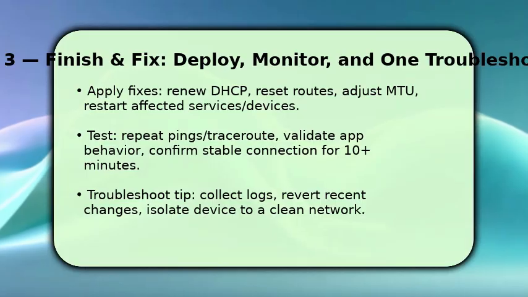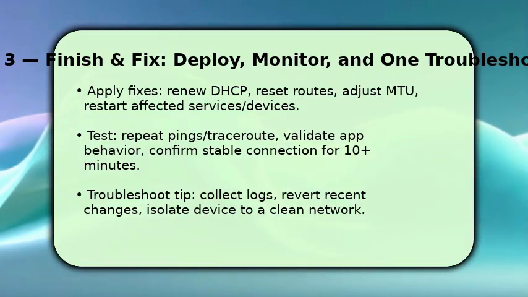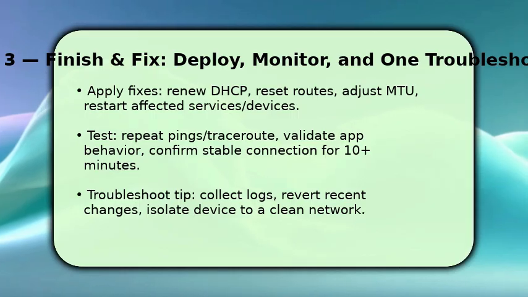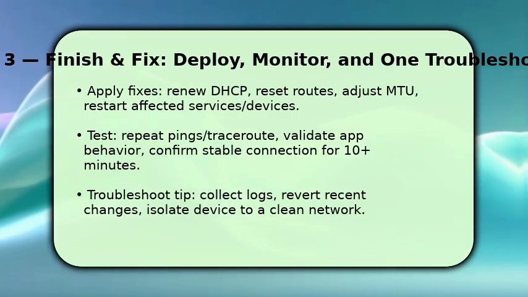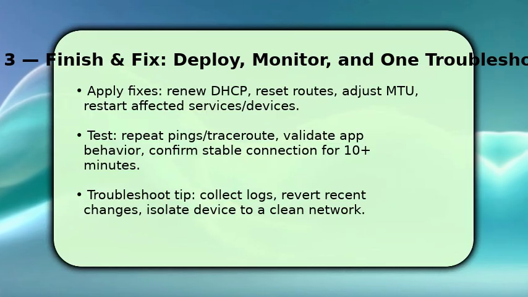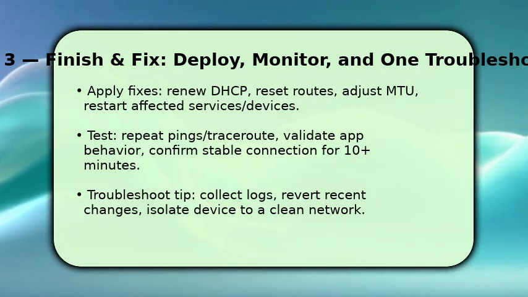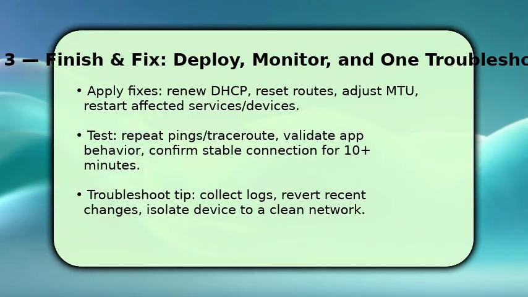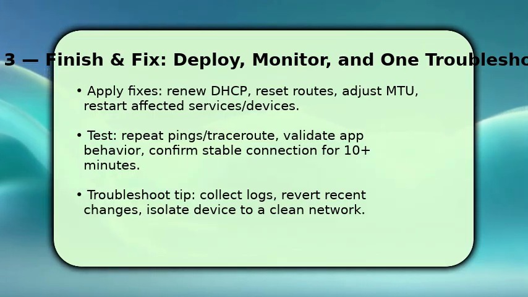Renew the DHCP lease or assign a new static IP, reset routes or default gateway, and adjust MTU if fragmentation was an issue. Restart the affected services, network stack, or the device itself, and then repeat pings and traceroutes to confirm reachability. Make sure the app works and the link stays stable for at least 10 minutes.